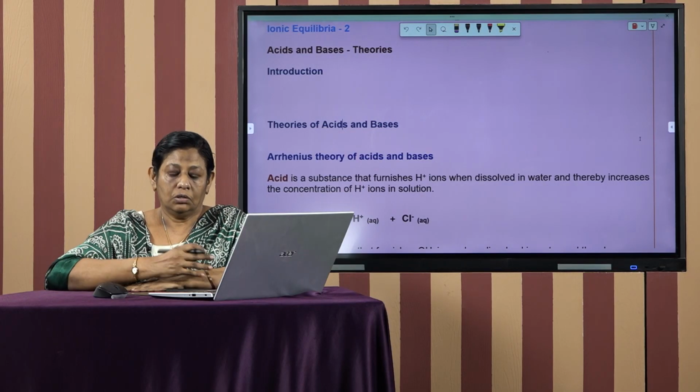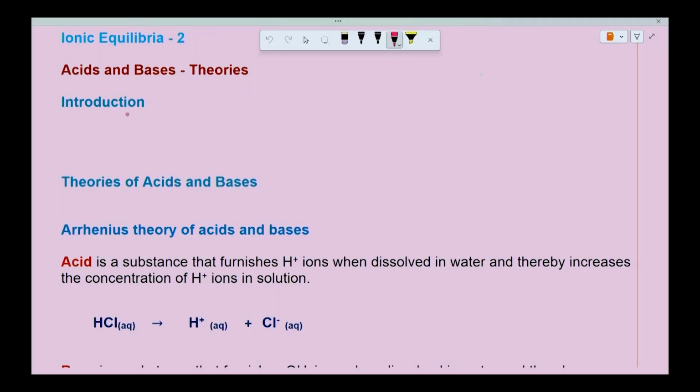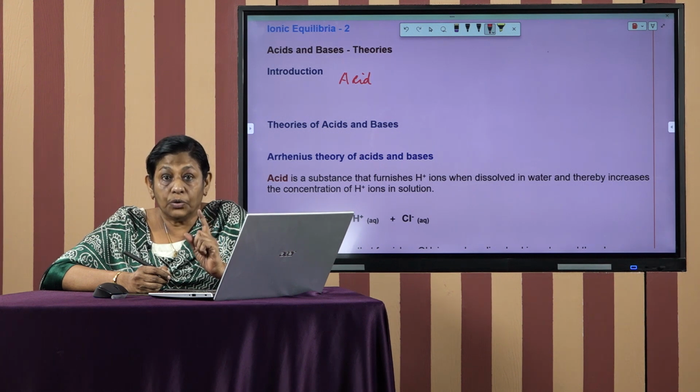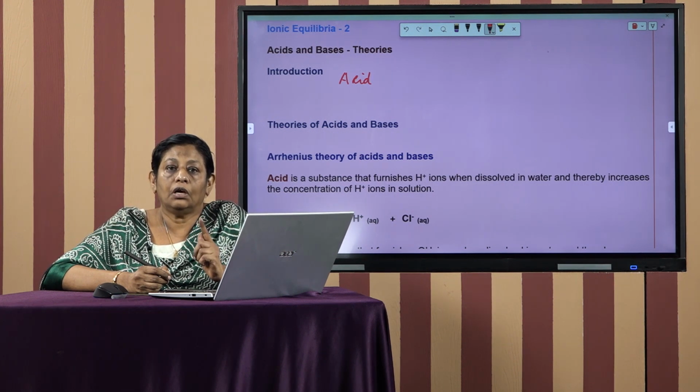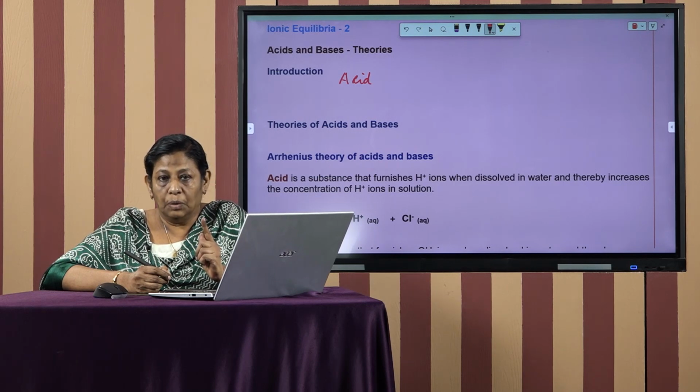So, let us move on. We know what an acid is. An acid is any substance that has a sour taste and reacts with bases to give salts. Such things we call acids. Besides, it turns blue litmus red.